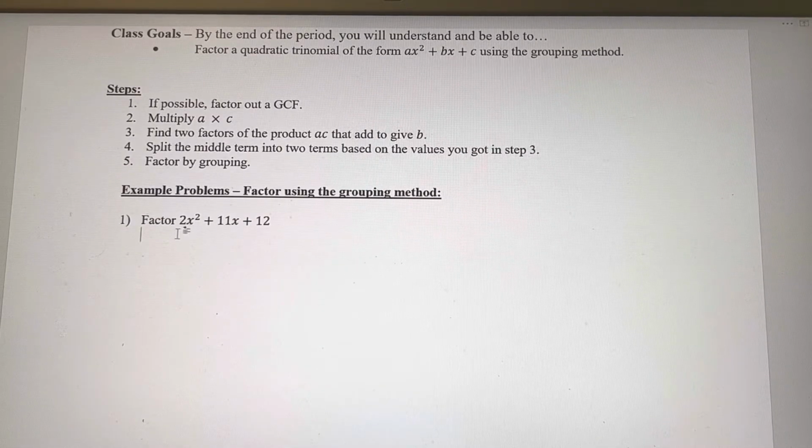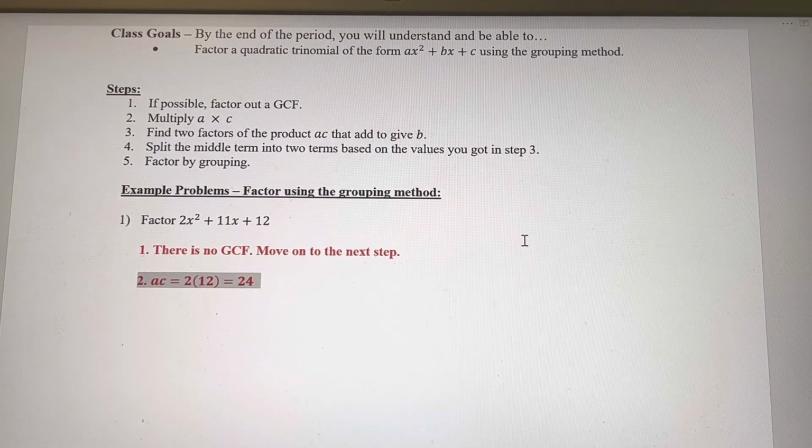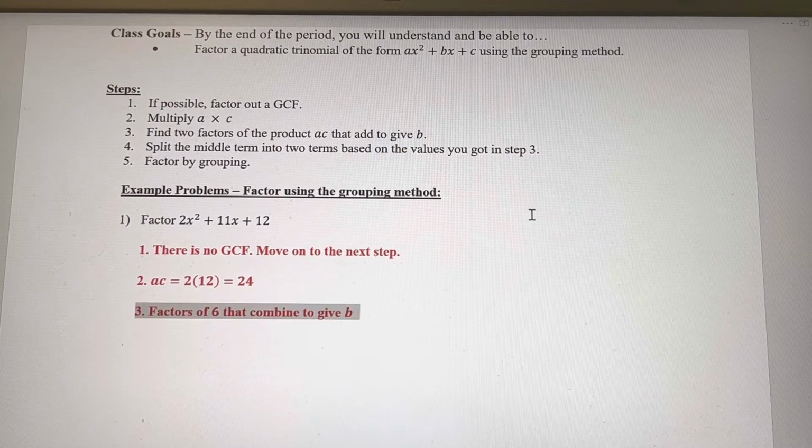So number 1 here, notice we've got A equal to 2, B equal to 11, C equal to 12. There is no GCF, so we're going to move on to multiplying A times C, which gives me positive 24. Now remember, B here is a positive 11, so I'm only looking for positive factors of 24. Let's find those factors of 24 that give B.